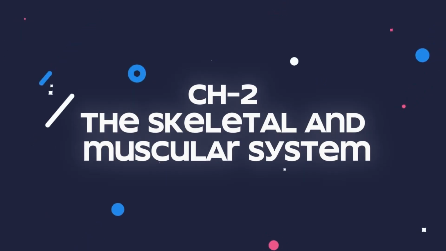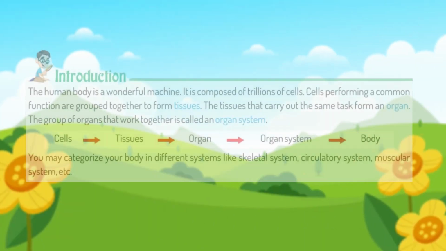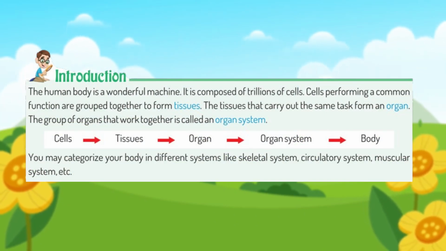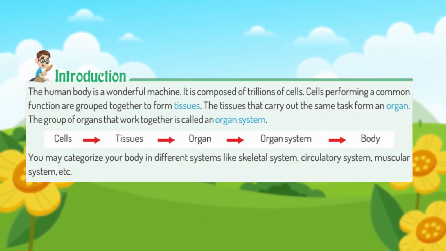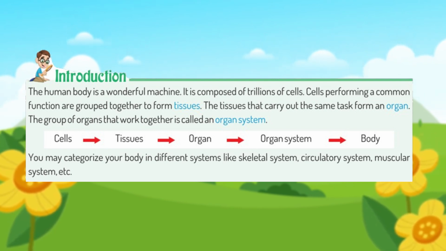Chapter 2. The Skeletal and Muscular System. Introduction. The human body is a wonderful machine. It is composed of trillions of cells.